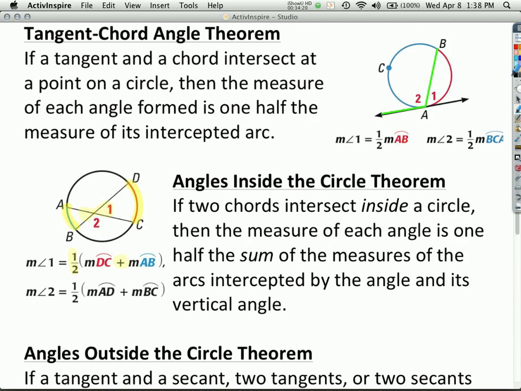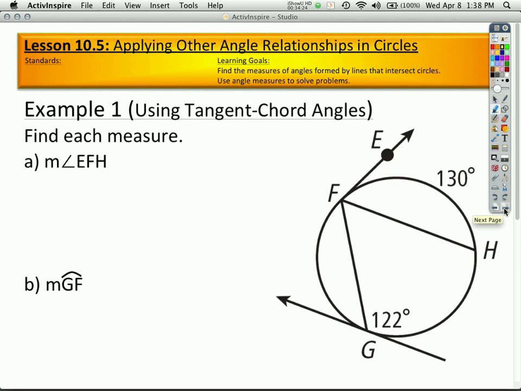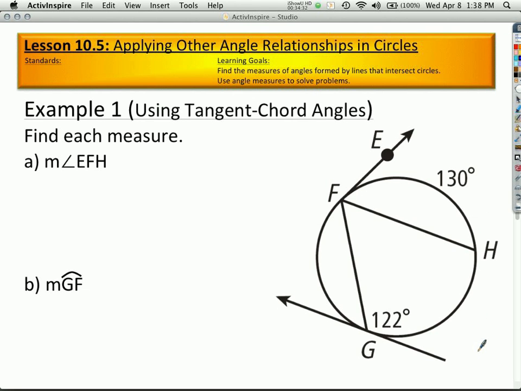Okay? So we're going to jump in and get to work. Everyone find the first diagram for examples. I didn't number them or anything, so you're just going to have to look and know which one we're using. We are going to start out a little bit simpler and move to moderate. So let's start out with simple. Find the measure of angle EFH.